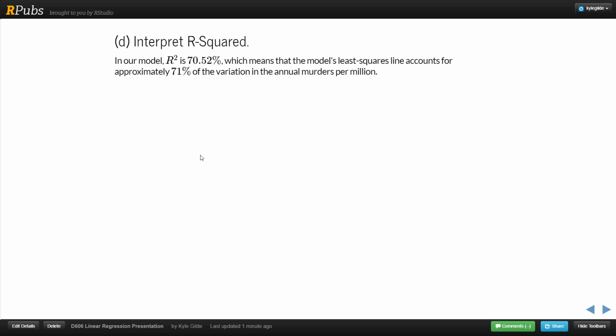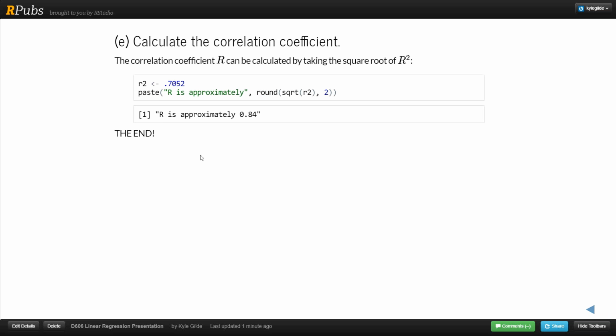Part D, interpret R squared. In our model, R squared is 70.52%, which means that the model's least squares line accounts for approximately 71% of the variation in the annual murders per million. And finally, part E, calculate the correlation coefficient. Well, we've been given R squared in the regression output, so we would just take the square root of R squared, and we would get that R is approximately 0.84. The end.